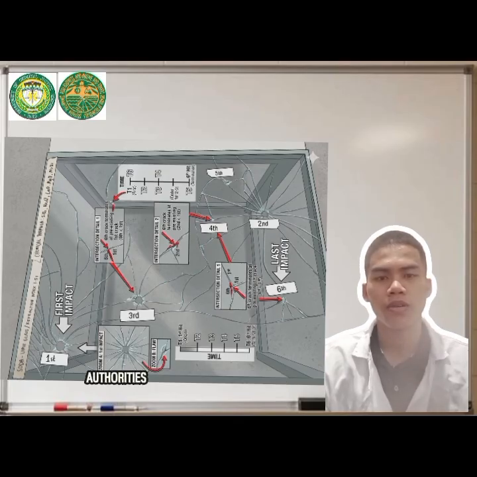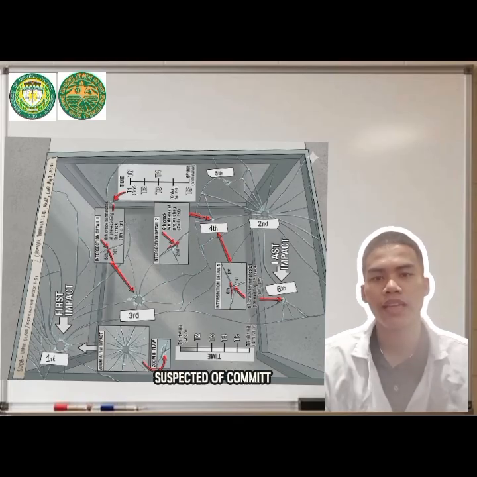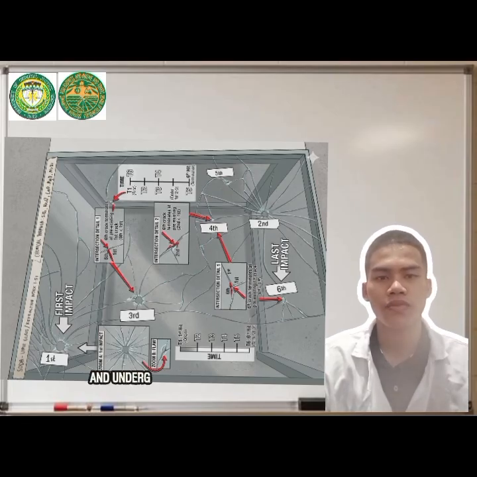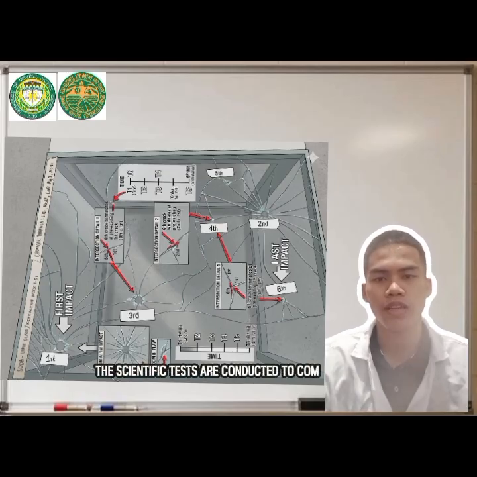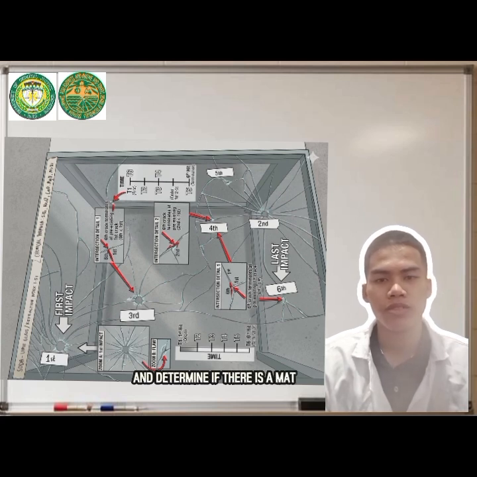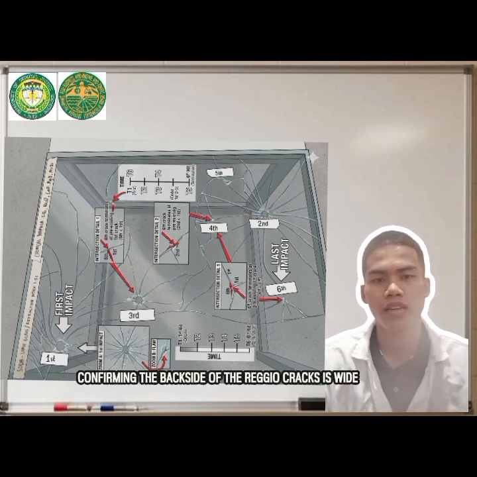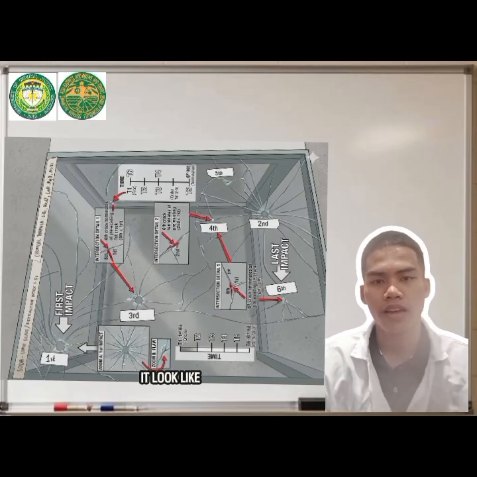For example, if a projectile moves from left to right and hits the glass, the cracks form at the point of impact. The backside or exit side of the glass is usually more damaged or blown out. The observation on the backside of a radial crack is that it is wider. It looked like it broke outward.